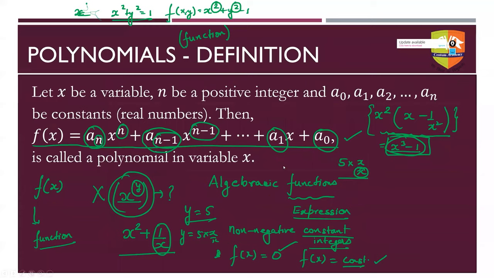So we can say a polynomial of degree n will have n minus one turns. For any degree n, right? So for quadratic, it has to be one turn. For cubic, it has to be two turns. For biquadratic, it has to be three turns, and things like that. Okay, chalo. Let's move on.